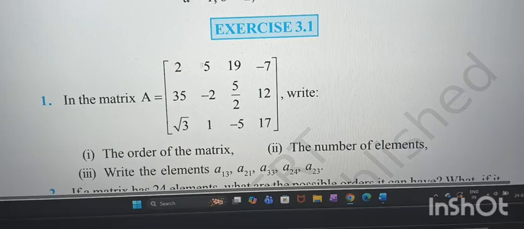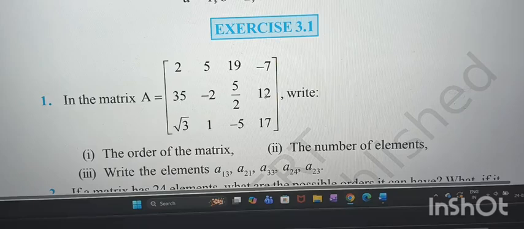So check, this is the first row horizontally. If you want the column, you check vertically. So this is 1, 2, 3. Third column, first row. So this will be 19. That will be your element. Then a_21 is second row, first column. So this is your second row and this is your first column. So it is nothing but 35.